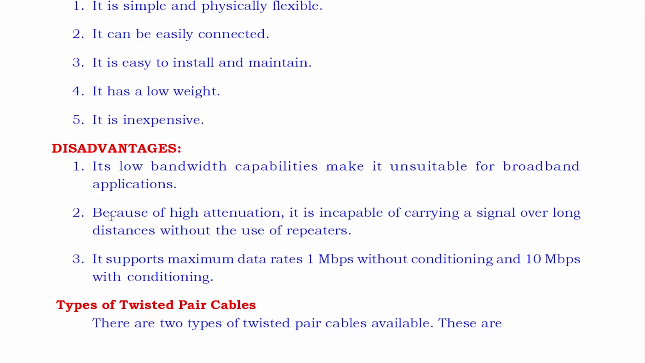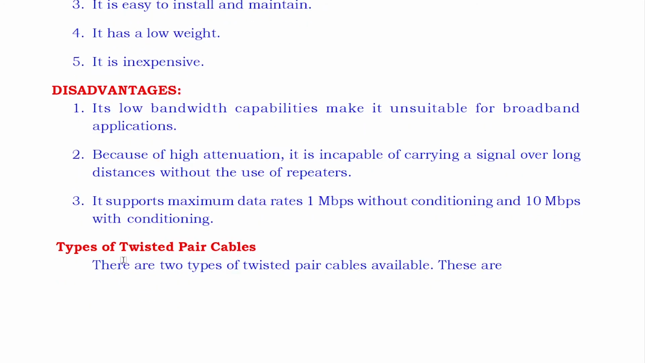It supports maximum data rates of 1 Mbps without conditioning and 10 Mbps with conditioning. So the speed is quite low: 1 Mbps, or with conditioning it can go up to 10 Mbps. The speed is limited. That's the disadvantage. These are the disadvantages of twisted pair cables.